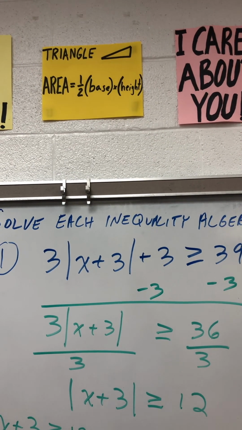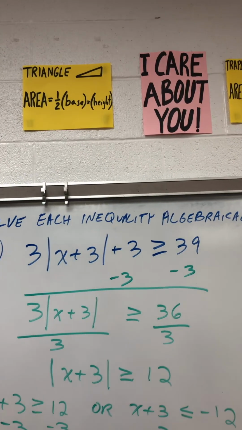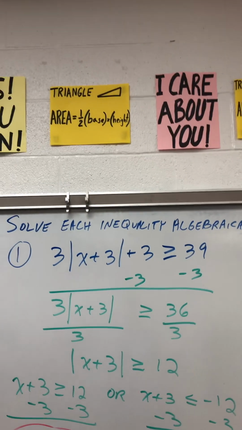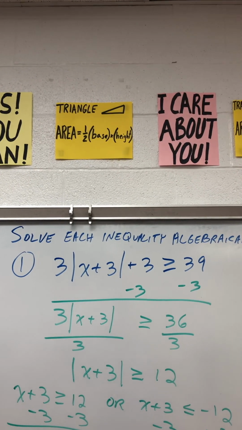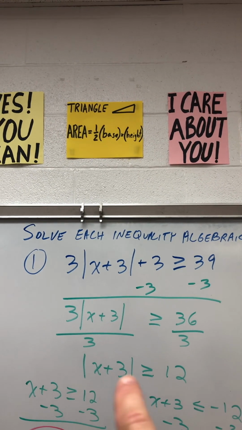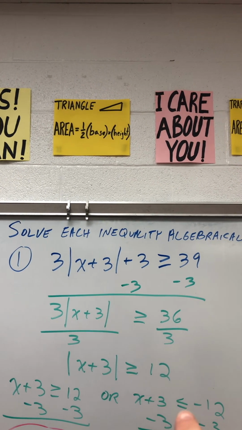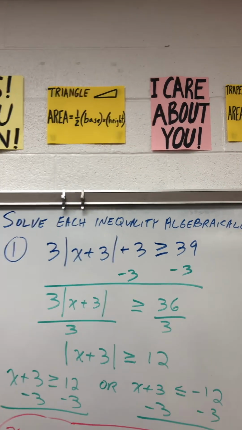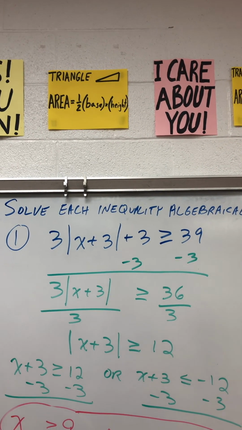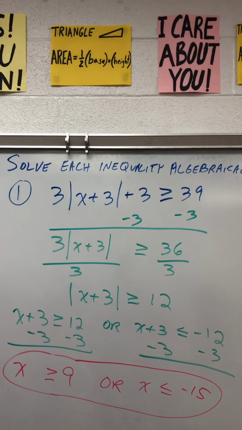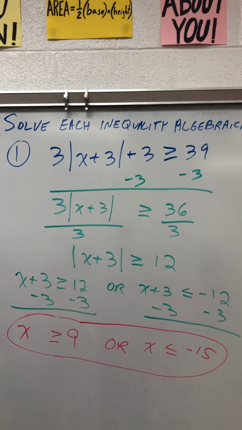We say x plus 3 greater than or equal to 12 or x plus 3 less than or equal to negative 12. Okay? The first part is the same, nothing changes, but then the second part, you flip this around and you make that negative. Now we subtract 3 from both sides. And you get x greater than or equal to 9 or x less than or equal to negative 15.